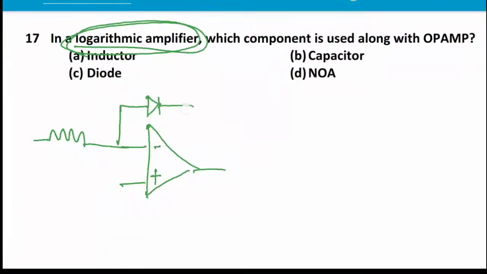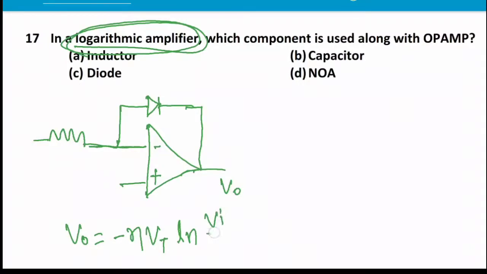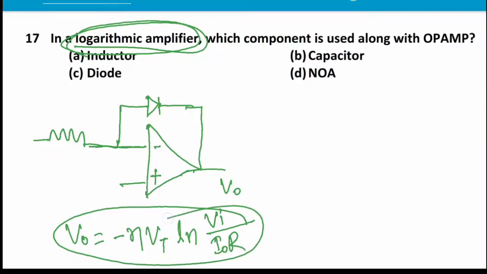Because the diode current characteristic is exponential, we can convert it to logarithmic. So here V0, the output voltage, is given as minus eta Vt, where Vt is the thermal voltage of the diode, times log base e of Vi, the input voltage, divided by I0 into R. This is the logarithmic function here.